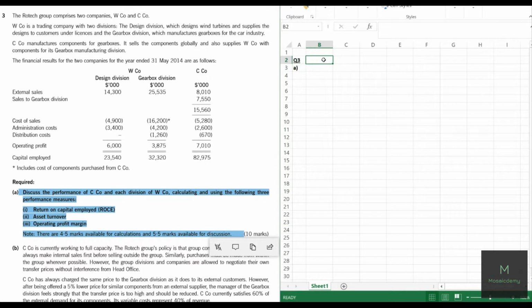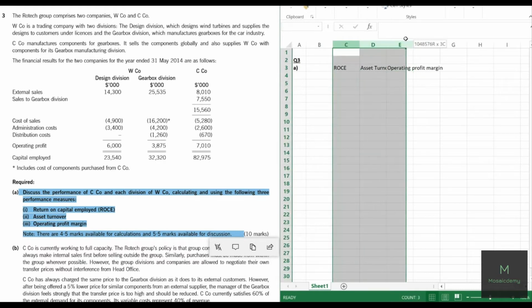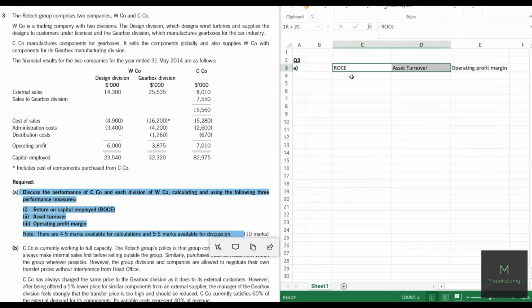Okay, so we have our three ratios and we have three divisions, so we can make a 3 by 3 table. Let's make our columns the ratios and the rows the companies or divisions. So we have ROC, we have the asset turnover, and we have the operating profit margin, right? And let's just stretch these out a bit so that it's easier to follow. Okay, make these bold, and let's put these in the center as well, right?